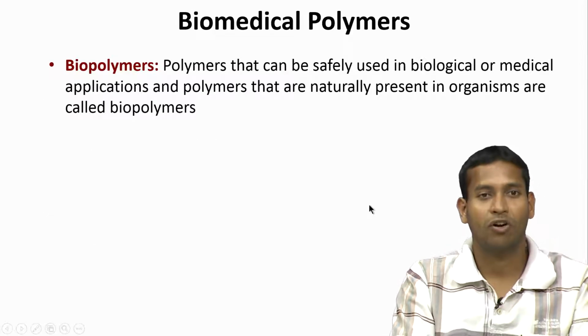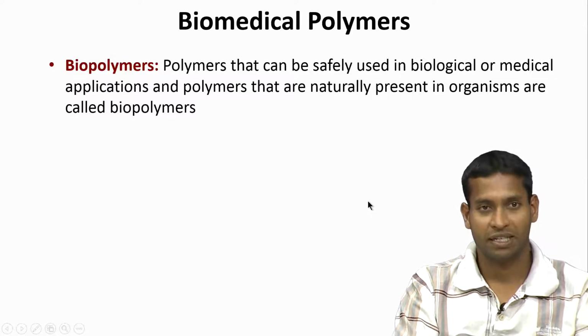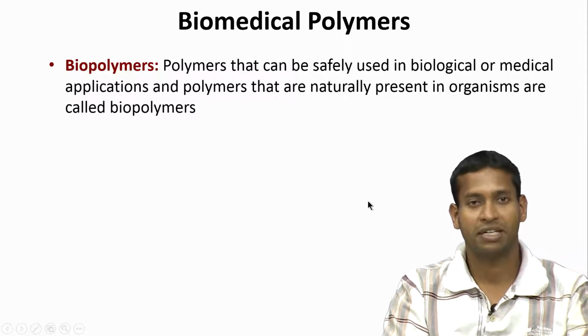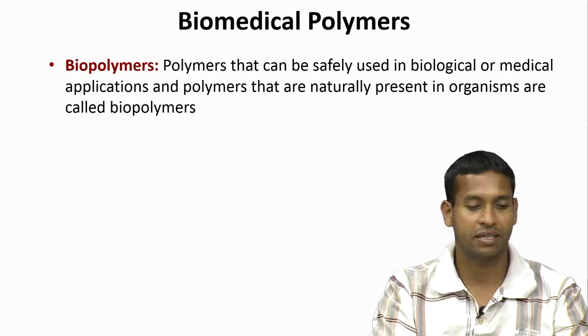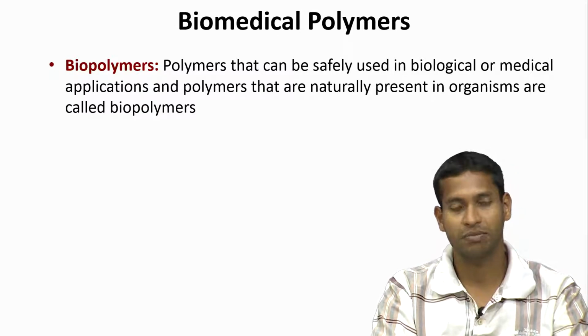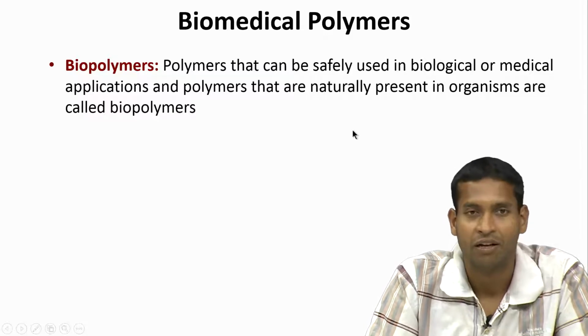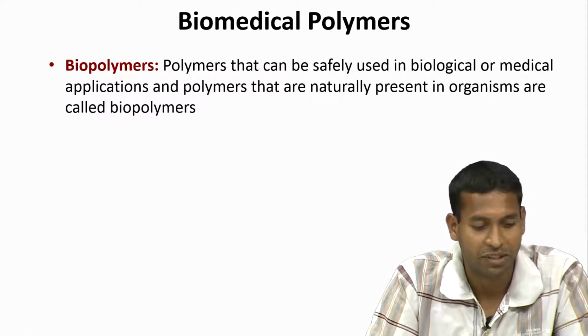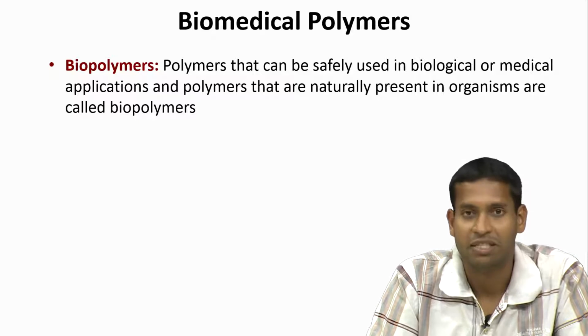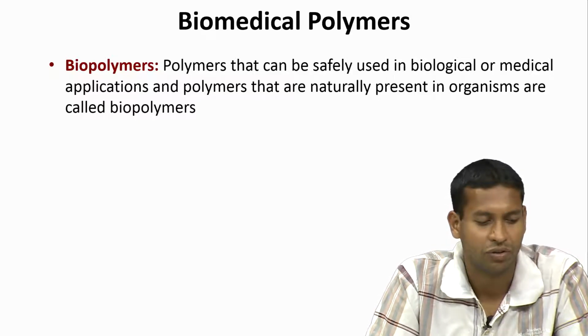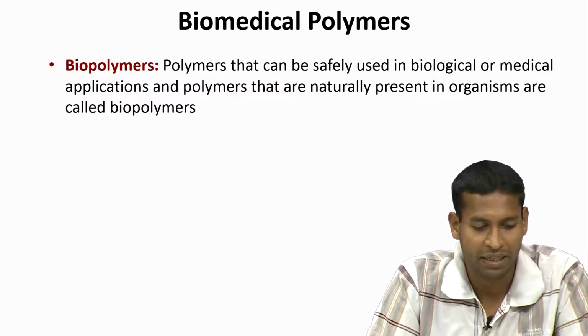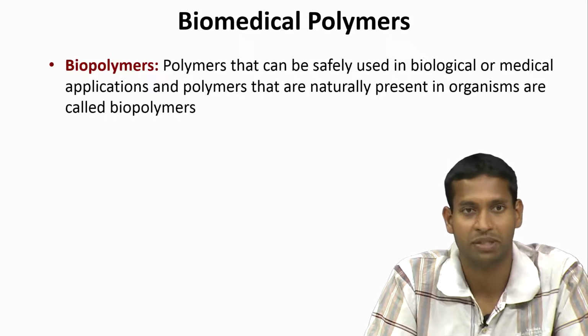So now today we are going to talk about biomedical polymers. So far, as I said, we talked in general about polymers and their properties. Now we are going to discuss more about biomedical polymers. So just again quickly defining some of the terms. Biopolymers, what are biopolymers? Biopolymers are polymers that can be safely used in biological or medical applications. Typically these polymers are naturally present and hence they are called biopolymers.